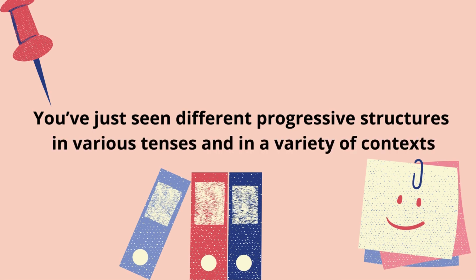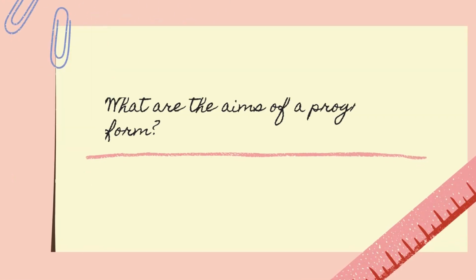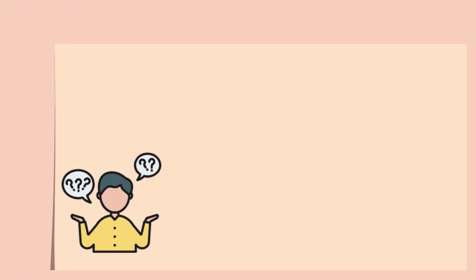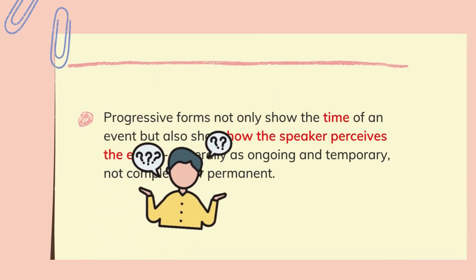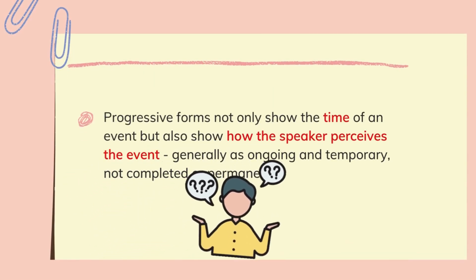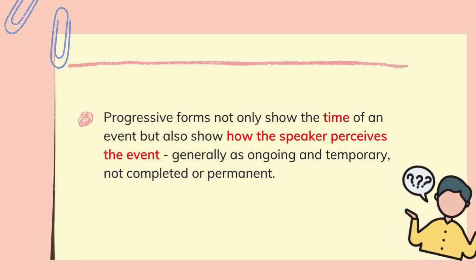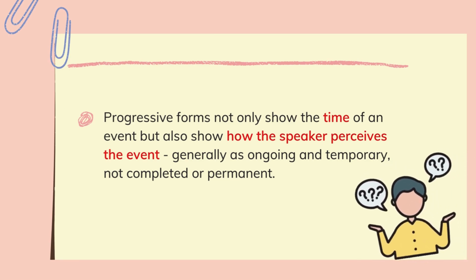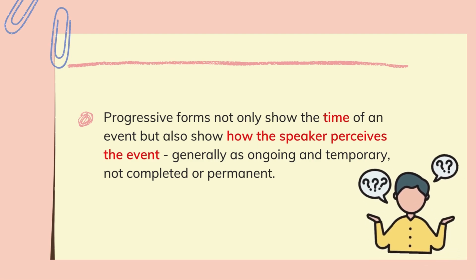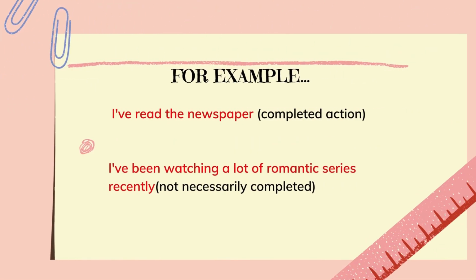Now, let's explore the aims of a progressive form. Progressive forms not only indicate the time of an event, but also convey how the speaker perceives the event, generally as an ongoing and temporary situation, which is not completed or permanent. For example, I've read the newspaper, completed action. I've been watching a lot of romantic series recently, not necessarily completed.